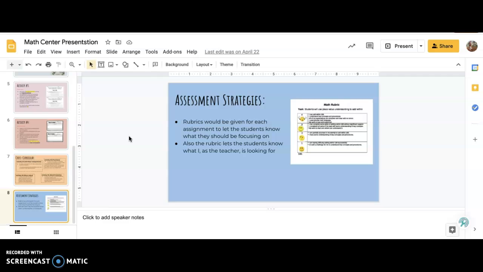Lastly, the assessment strategies. Rubrics would be given for each activity to let the student know what they should be focusing on. Also, the rubric lets the students know what I, as a teacher, am looking for.